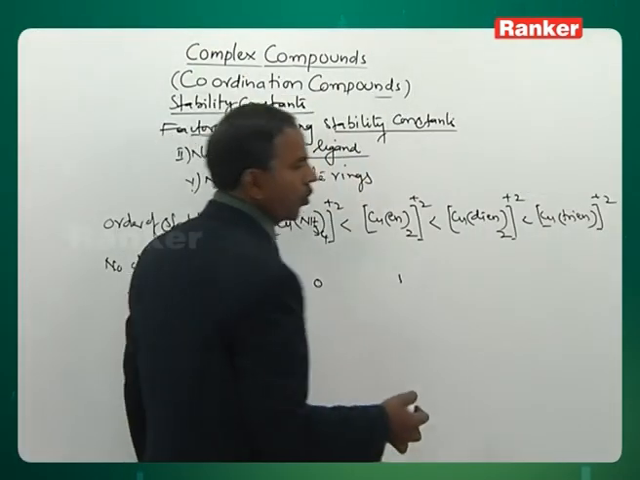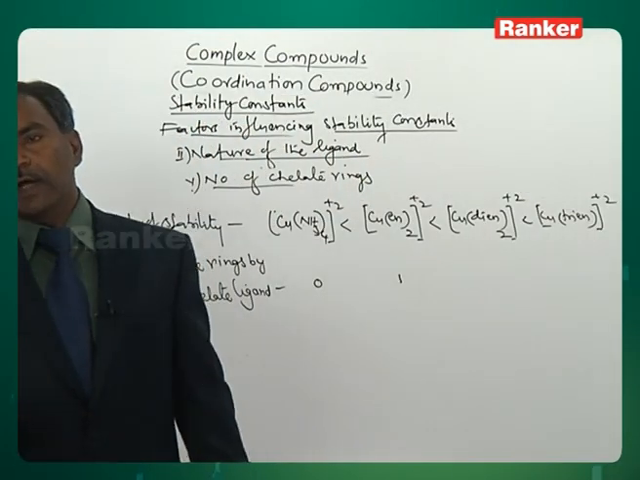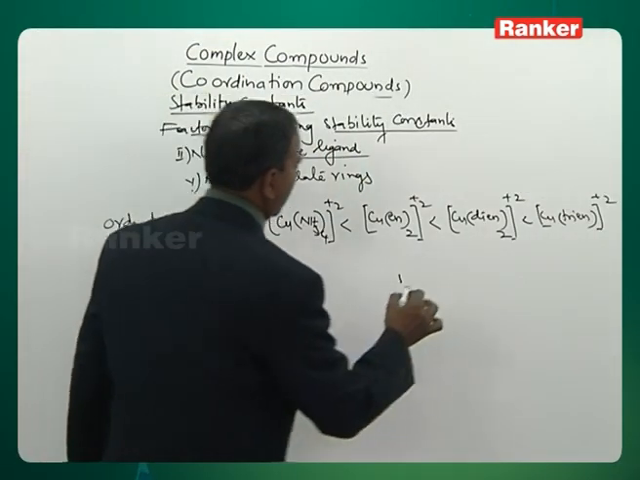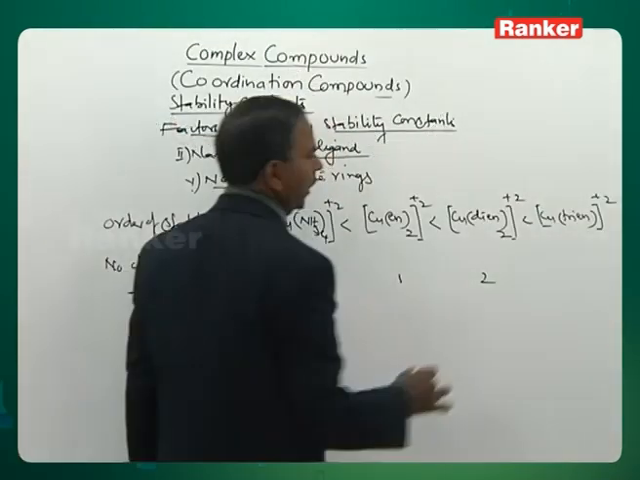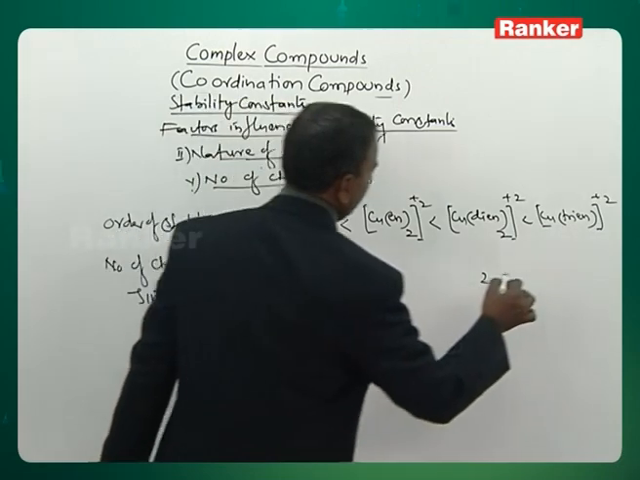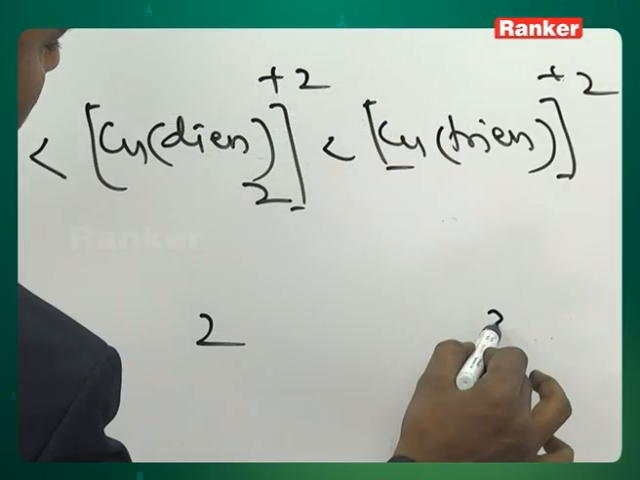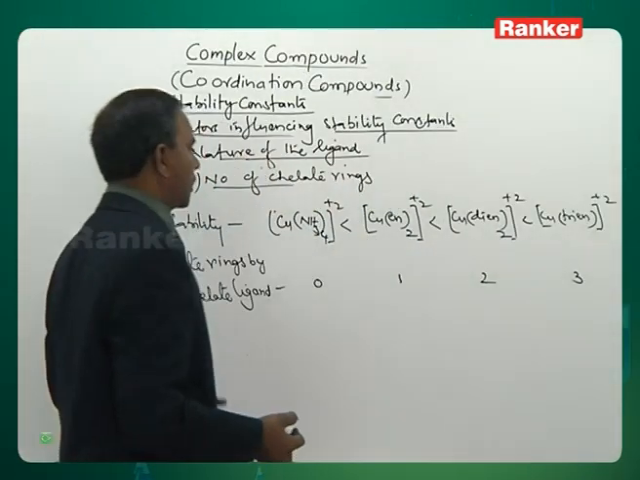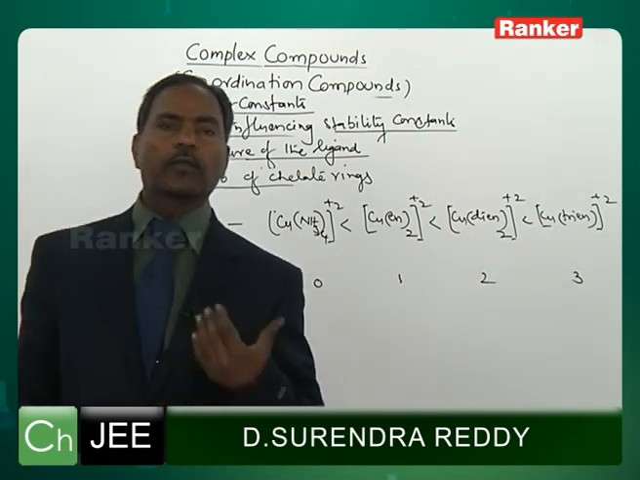And dien, how many donor atoms? 3. 3 minus 1, 2 rings. Therefore, it is 2 rings. How many donor atoms are there in trien? 4. 4 minus 1, so it is forming 3 rings. Like this. The more the number of rings, the more the stability.